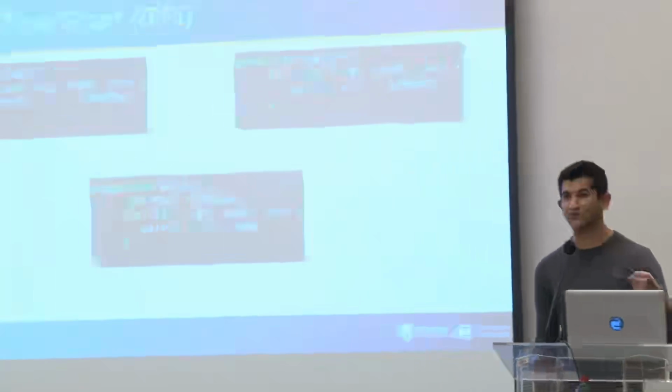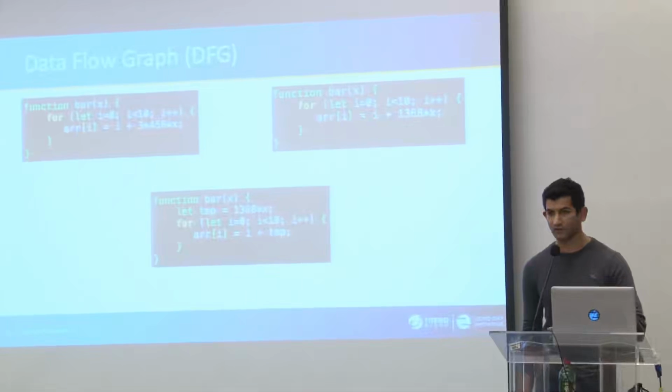So here's just a very basic snippet of JavaScript. We have a function bar, it takes a parameter x, and then we have a for loop that's going to iterate 10 times and basically initialize an array with i plus 3 times 456 times x. When the JIT sees this, it'll see the 3 times 456 times x and then immediately convert that over to 1368 times x, and then it'll see that, hey, 1368 times x doesn't depend on anything inside the loop, so we can hoist it outside the loop and continue executing.